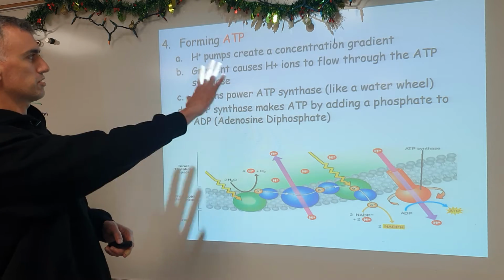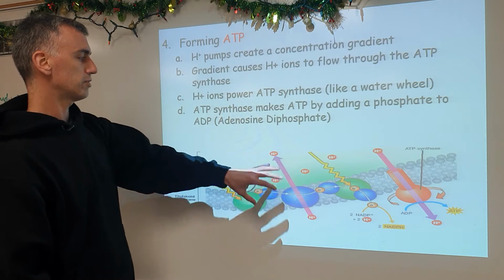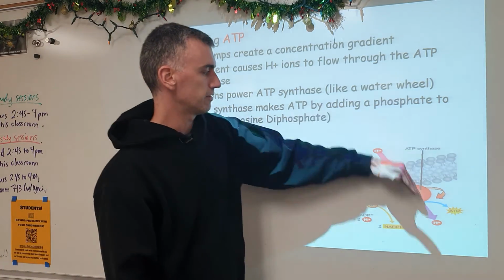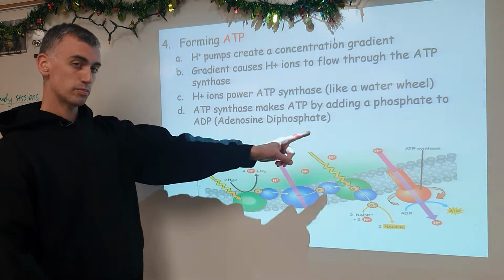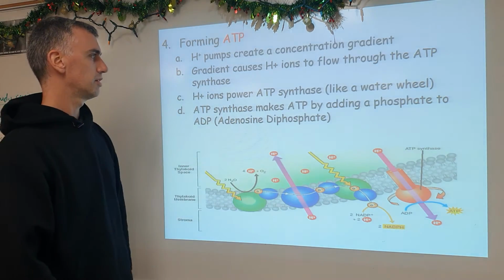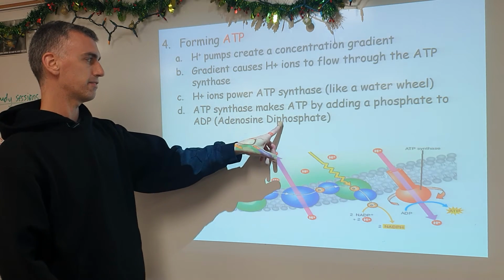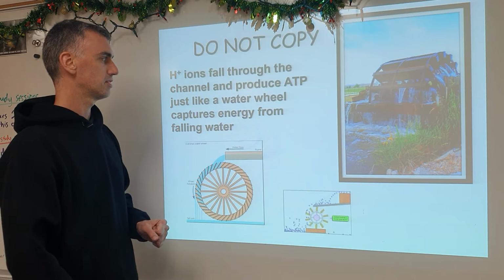So this is what I was just talking about right here. Hydrogen ion pumps create a concentration gradient. That means just a bunch of hydrogens build up here. Those hydrogen ions build up and then flow through here. And then that powers the ATP synthase to produce ATP. And it does it by taking ADP and adding one more phosphate. So adenosine diphosphate becomes adenosine triphosphate, ATP.